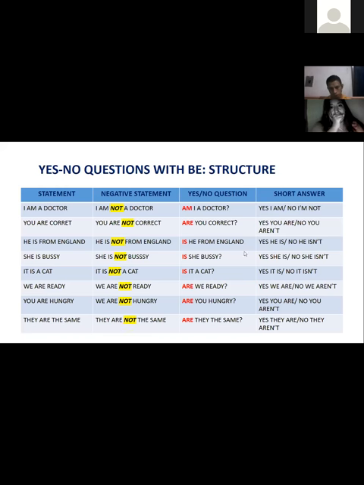What happens with the yes/no question? If you remember, I was saying that yes/no questions are when you only have two choices, right? Yes, I am, or no, I'm not. They are not asking for more information. You only have to say yes or no. For example, am I a doctor? You can say, yes, I am. No, I am not. Are you correct? Yes, you are. No, you aren't.